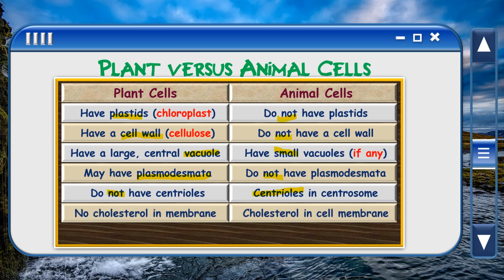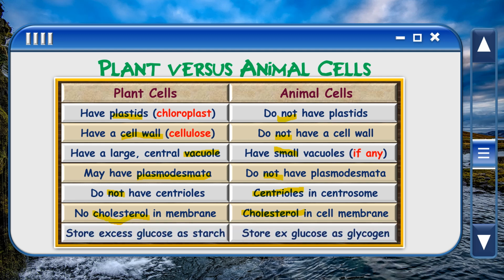Plant cells don't have cholesterol in the membrane, but cholesterol is present in the cell membrane in animal cells. Plant cells store excess glucose as starch, whereas animal cells store excess glucose as glycogen. Those are some of the differences between plant cells and animal cells.